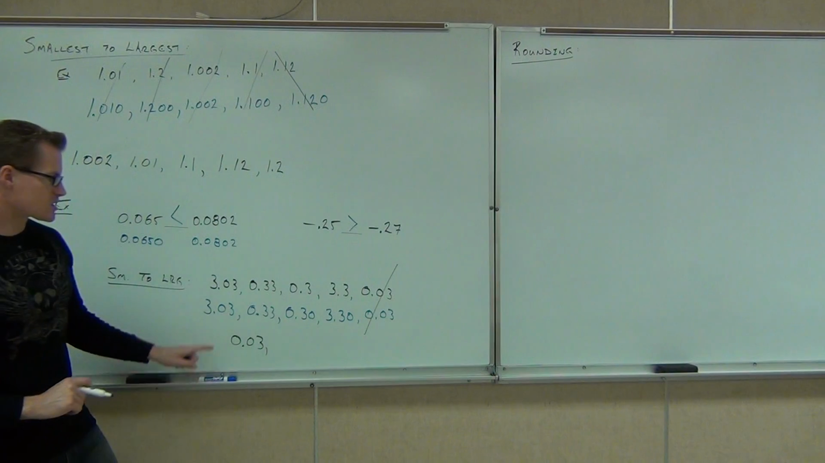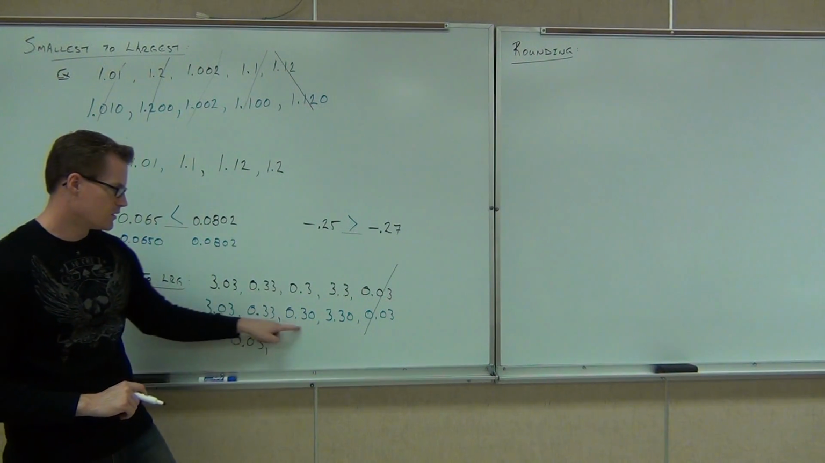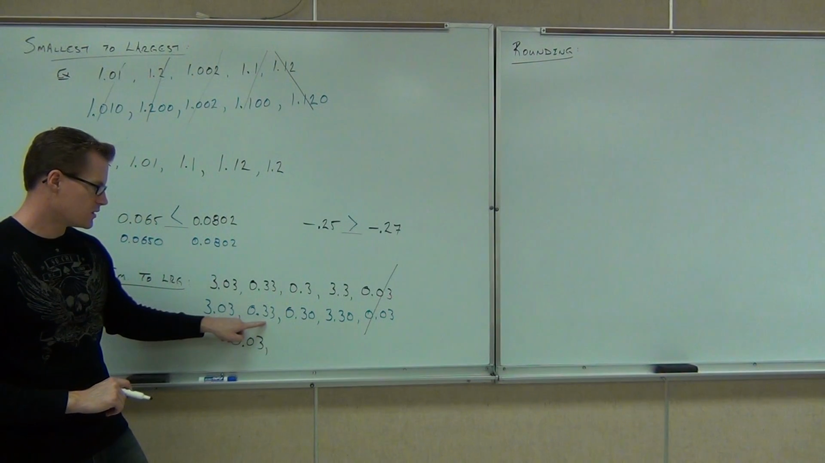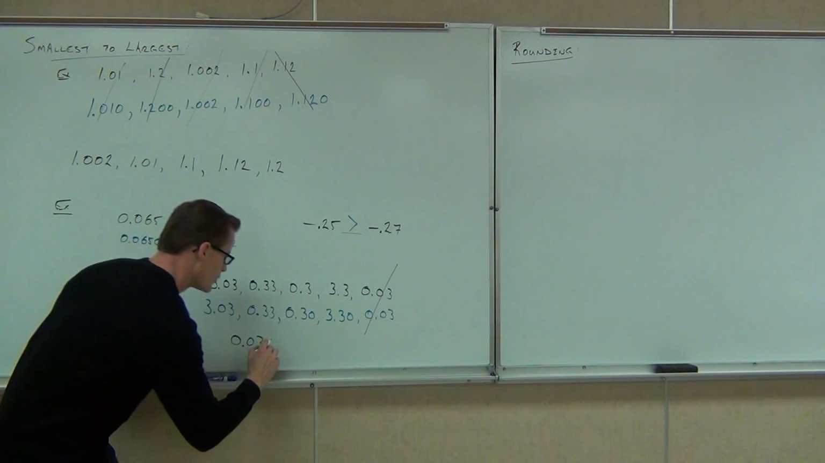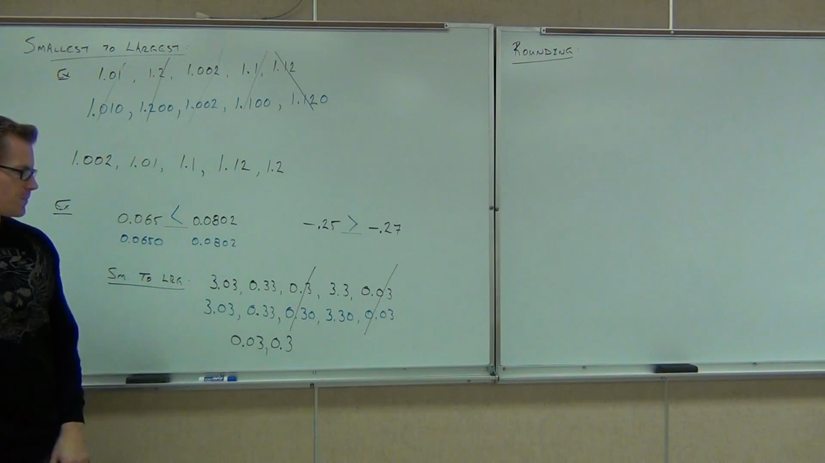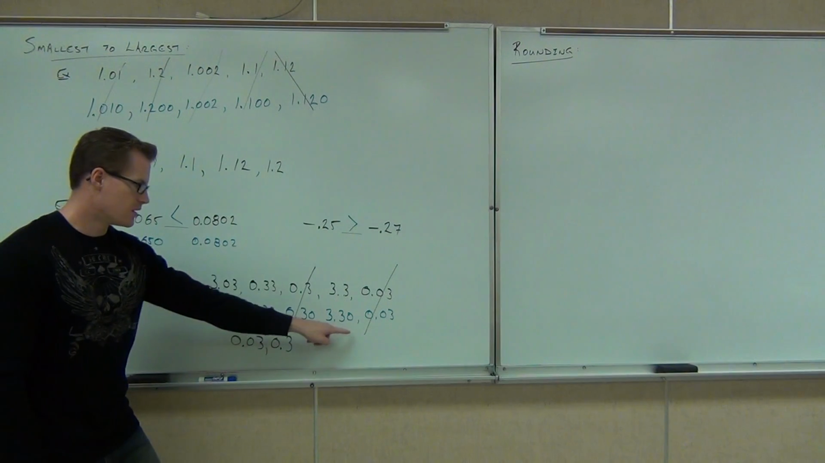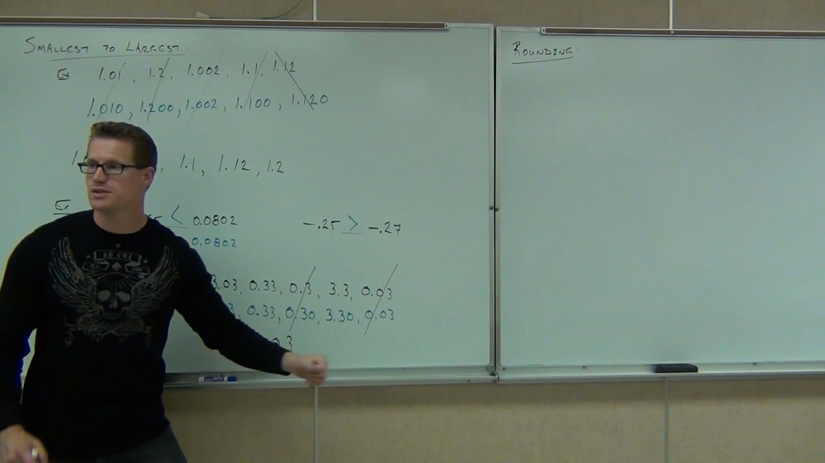After that, I pick the next smallest number. I look at these ones. What's the next smallest one? 0.3. Okay. I'm going to write that, 0.3, what we started out with. Cross it out. What's the next one after that? 0.33. Yeah, these have the whole number out front. Those are definitely bigger numbers.